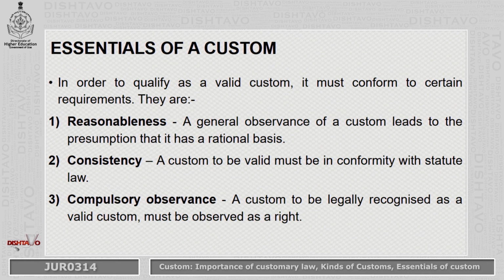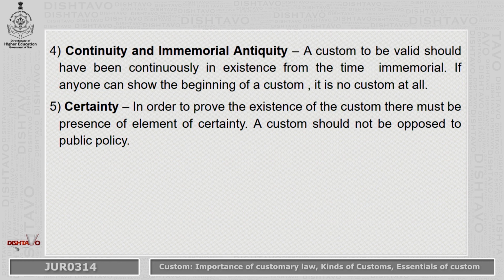Essentials of a custom. In order to qualify as a valid custom, it must conform to certain requirements. They are as follows. First one, reasonableness. A general observance of custom leads to the presumption that it has a rational basis. Consistency. A custom to be valid must be in conformity with the statute law. Thirdly, compulsory observance. A custom to be legally recognized as a valid custom must be observed as a right.